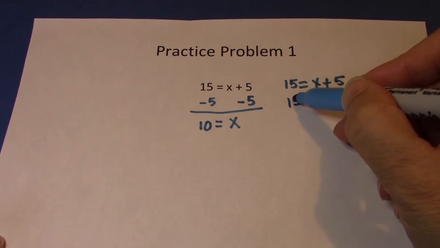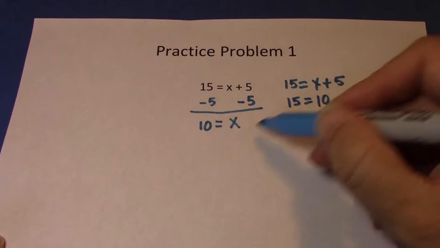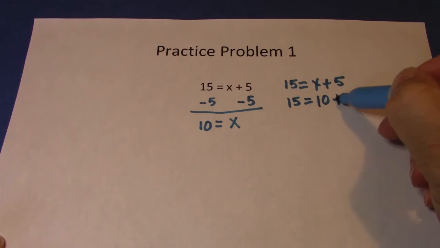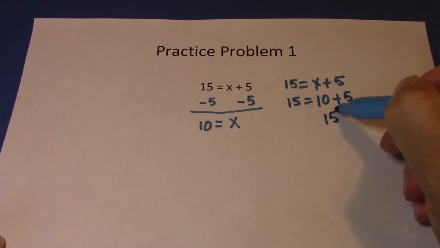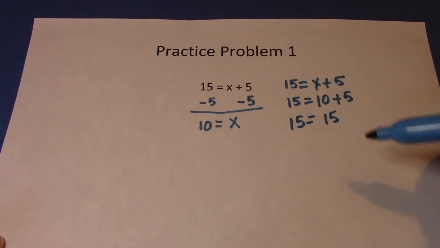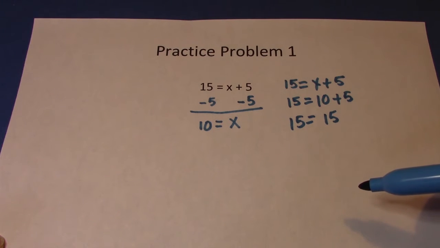All right, to check our work, we will write the problem over again. And every time we see an x, we'll write what our answer was, 10. And yes, 10 plus 5 equals 15. 15 equals 15, that's true, and so our answer is correct.